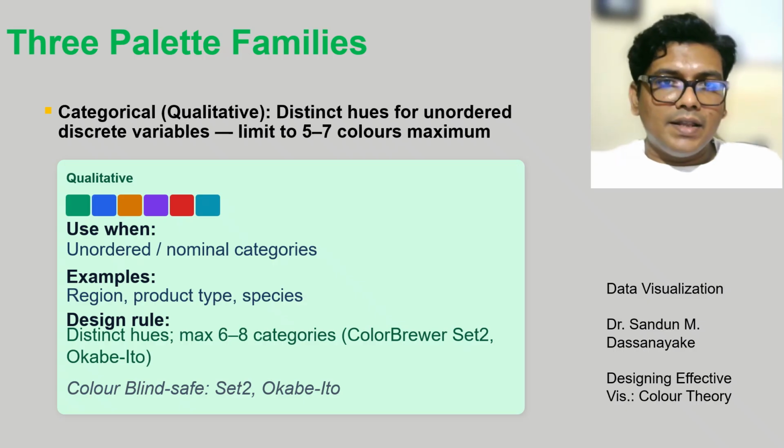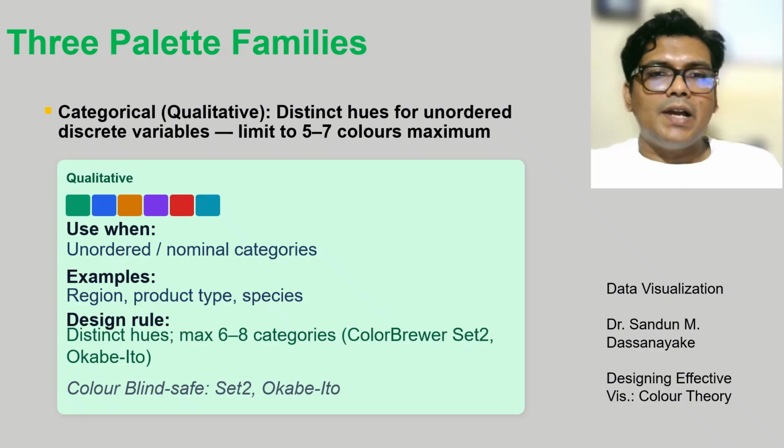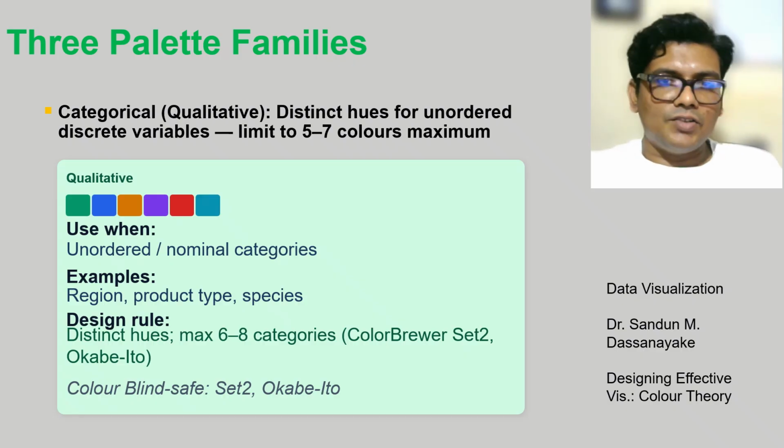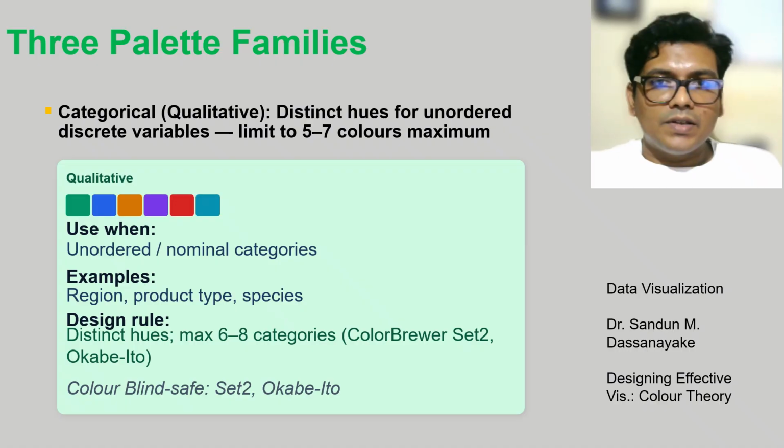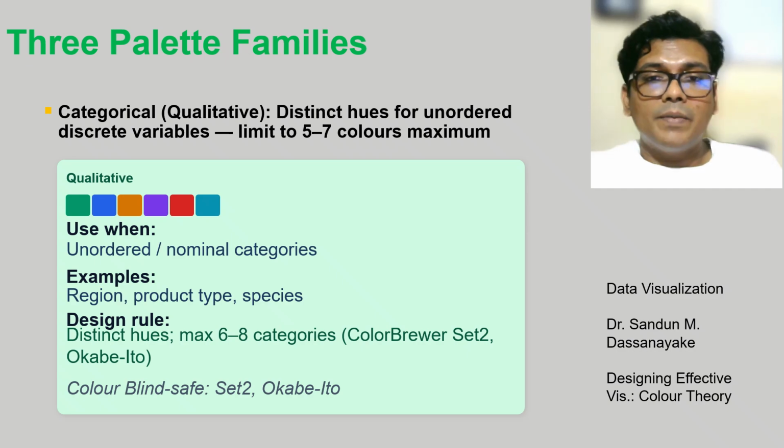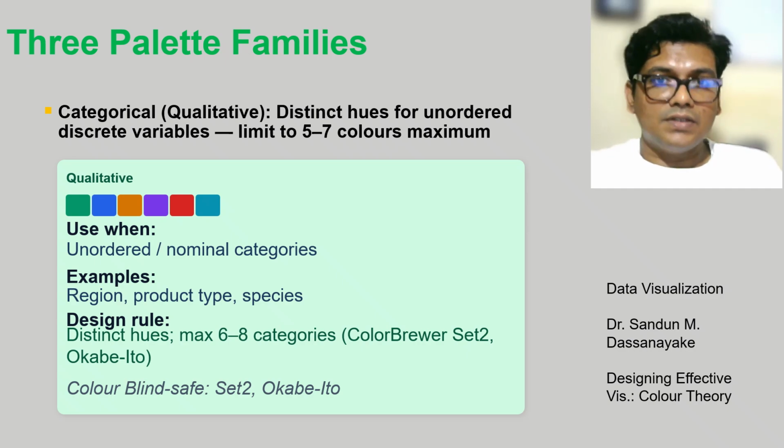For colorblind safe defaults, two palettes that consistently come up in the literature are called Color Brewer's Set 2 and the Okabe-Ito palette, which was designed specifically for deuteranomaly, the most common form of color vision deficiency. If you are building any public facing visualization, start with the Okabe-Ito color design.